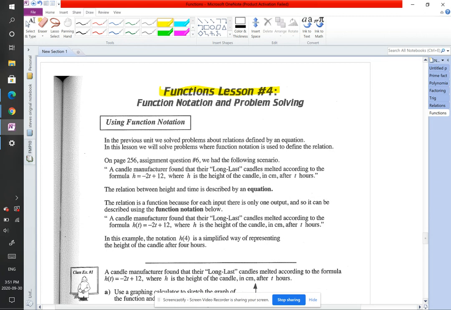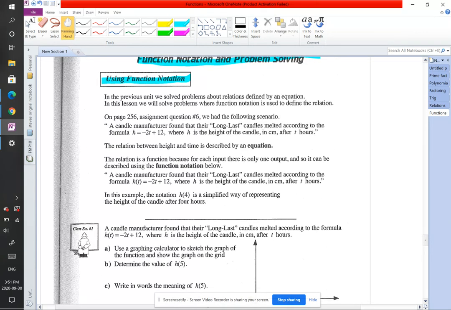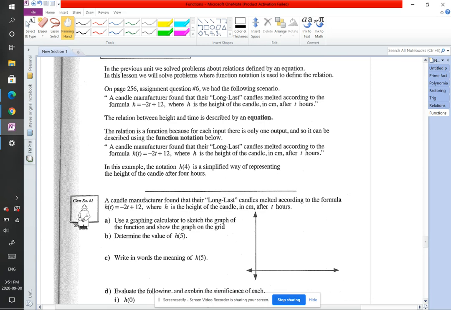So we have been looking at using function notation, and now we are going to use function notation and solve some problems. So in the last assignment, there was a question number 6. I'm not sure if I assigned it or not, but it had to do with the time it takes for a candle to burn. So we're actually looking at relating the height of the candle versus the time.